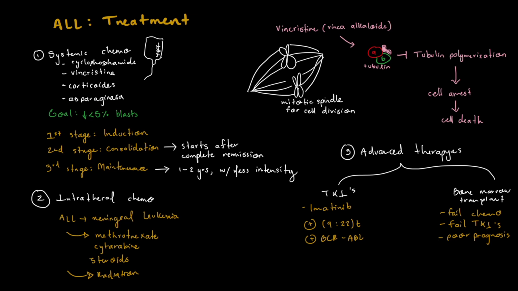Other advanced therapies are tyrosine kinase inhibitors like imatinib, which is well used in translocations like 9;22, and also when all these therapies mentioned are not efficient, we can resort to bone marrow transplant.